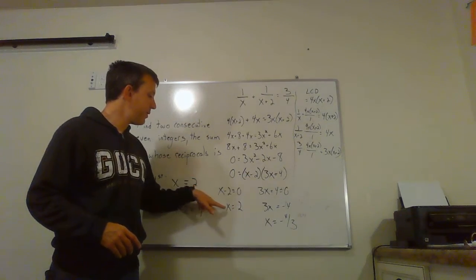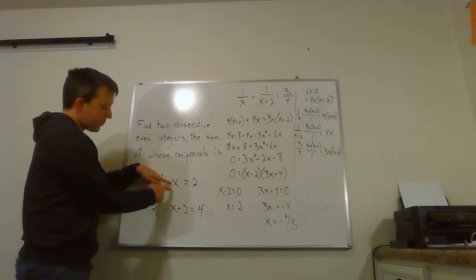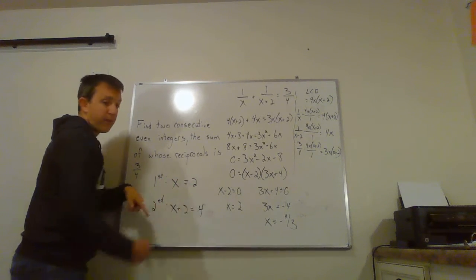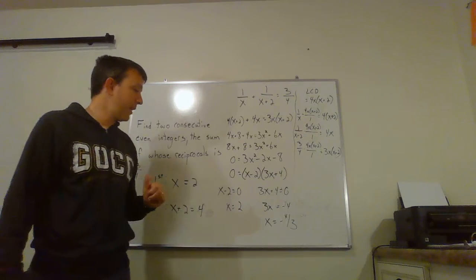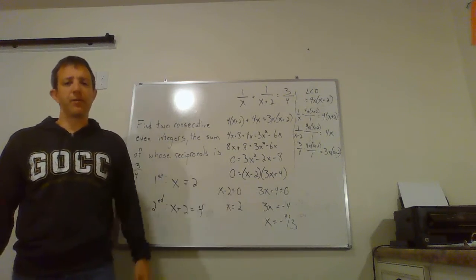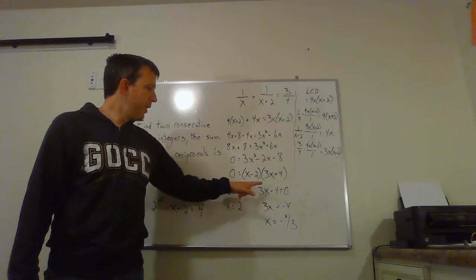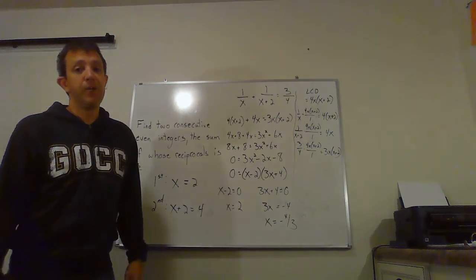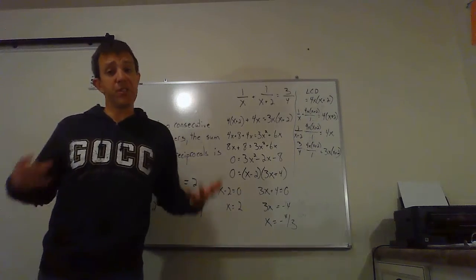X minus 2 could be 0, which gives me an answer of 2, which is what gave me this one, right? If x is 2, the second number, x plus 2, would have to be 4. Then that's going to actually be my answer. What happens with this other one, though? What's wrong with it? Well, let's take a look. We subtract 4, so we get 3x is equal to negative 4, and when we divide, we get x is a negative 4/3, which is a wonderful number.